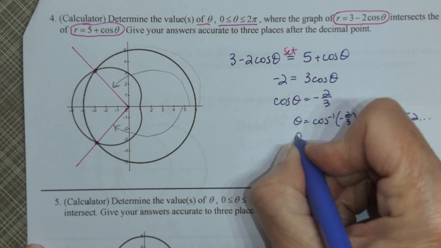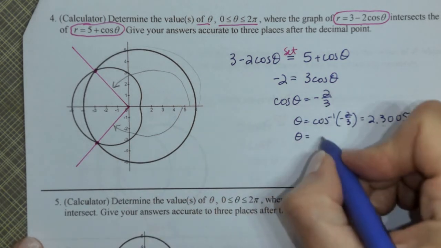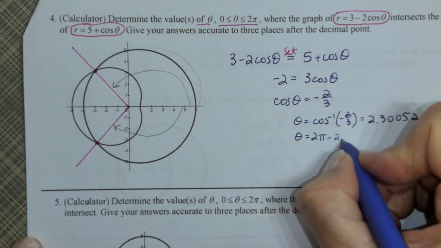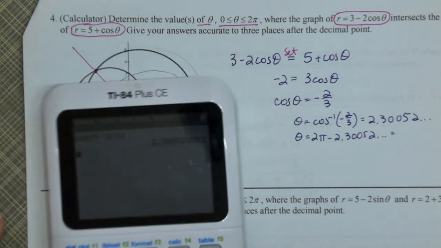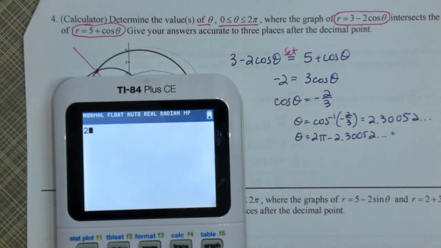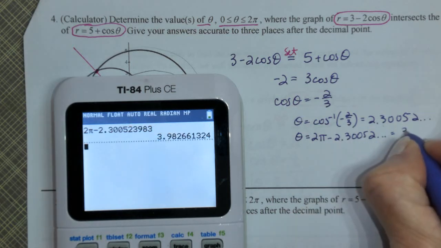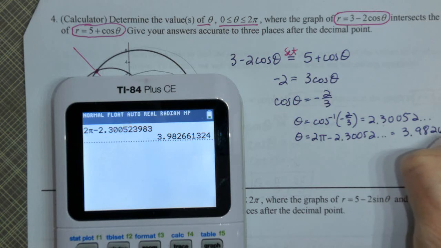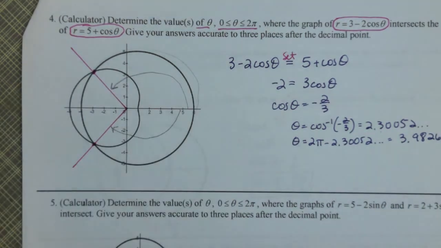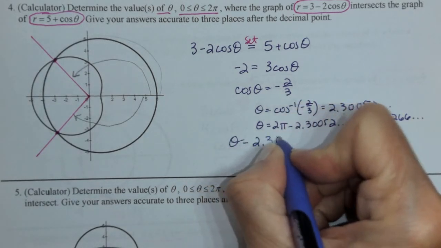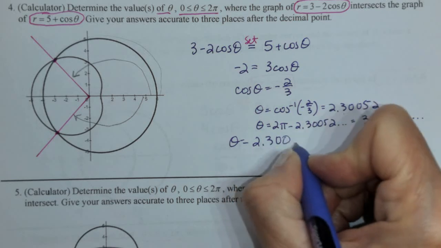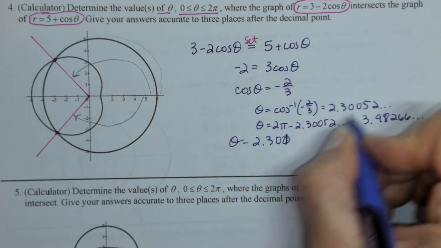So theta, the second theta would be 2 pi minus that, which is 2 pi minus, I'm just going to scroll up, grab that number, 3.98266 dot dot dot. Okay, so my final answers here would be theta is equal to 2.30 or 2.301 if you round that to the next number.